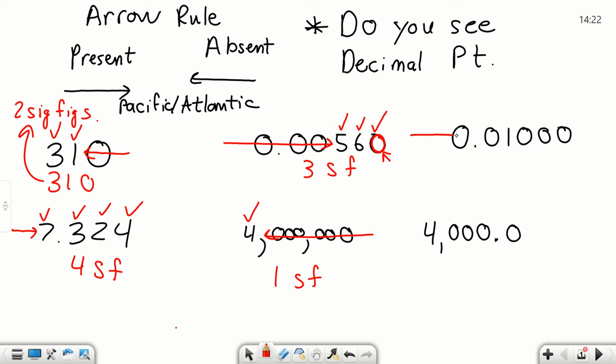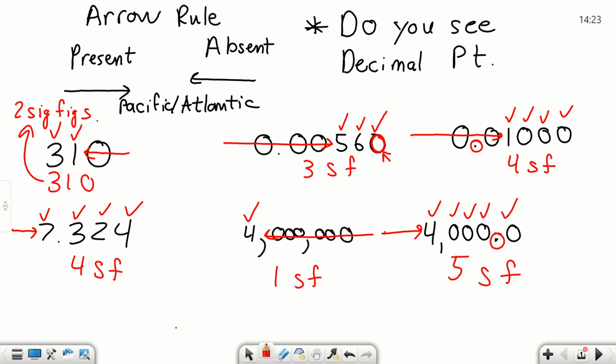0.01000. I come from the Pacific because there's a decimal point present. I stop at the 1, and then there's 1, 2, 3, 4 sig figs. This one right here, I have a decimal present. I come from the Pacific, and I'm going to stop at 4. So everything here is significant. Instead of coming from the right, there's a decimal. I have to come from the left, so this one actually has 5 sig figs.